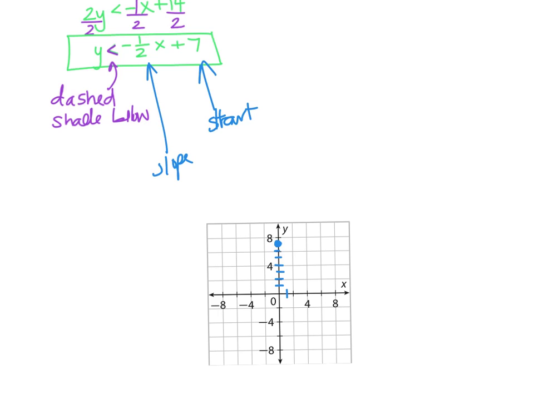And my slope tells me to go down 1 and over 2. So I'm going to go down 1 over 2, and that's going to be my next point. I'm going to keep that pattern going. Down 1 over 2, down 1 over 2, as many times as I can, because the more accurate I can be, the better my line is going to look. Up 1, backwards 2, up 1, backwards 2.